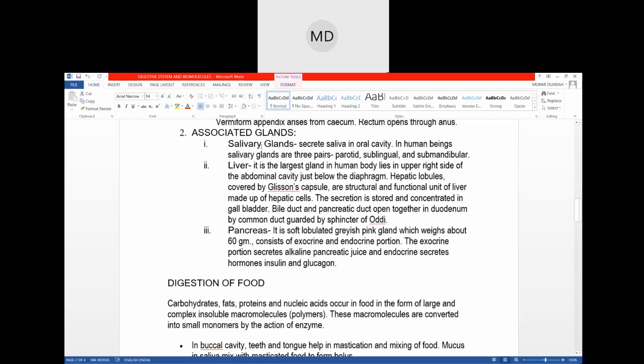So the salivary gland, what type of gland is it? We have discussed it in the chapter chemical control and coordination. All these will come in the exam. What type of gland is a salivary gland? Endocrine gland, exocrine gland, or heterocrine gland?